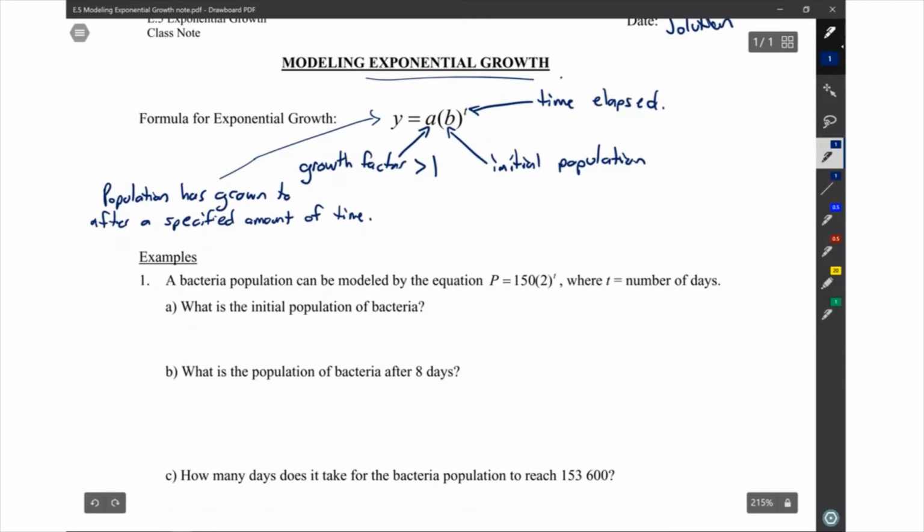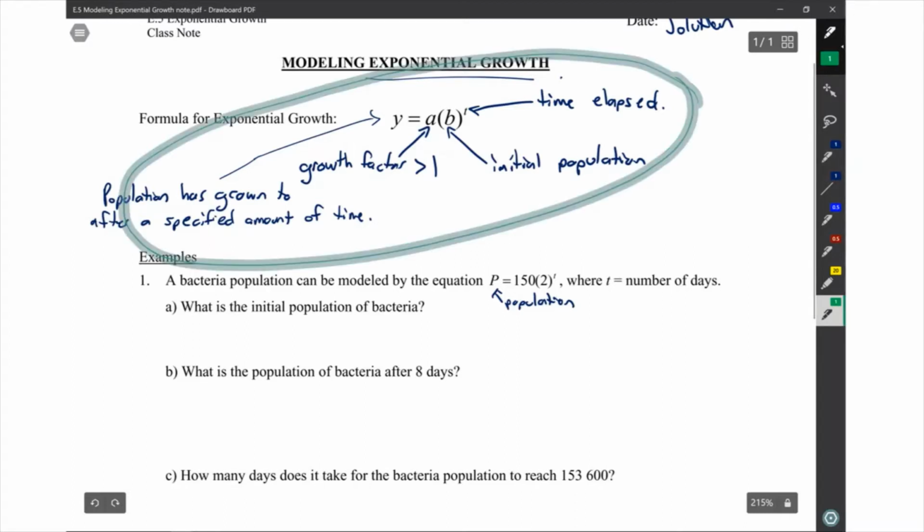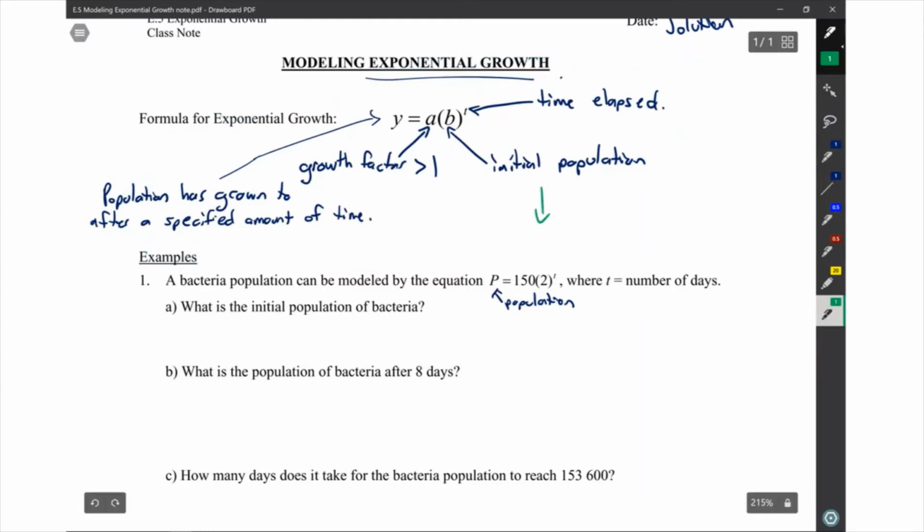So a bacteria population can be modeled by this equation, where P is population, and t is given to us as the number of days. So what is the initial population of the bacteria? Well, I can take a look at how I've labeled the different parts of this function, and I see that my initial population is given by B. It's given by what's in the brackets here. So my initial population is 2.